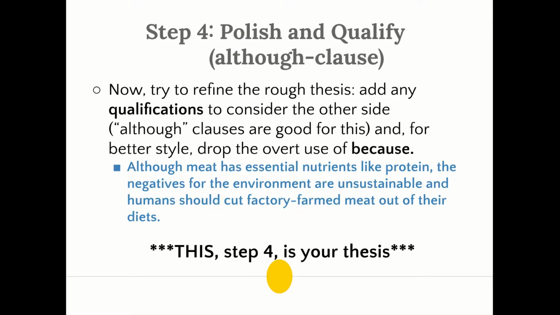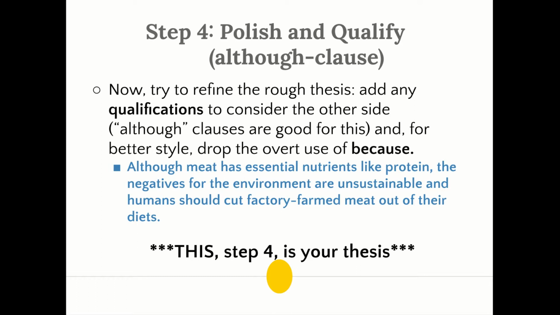Step 4, getting a little trickier because we need to polish and qualify. It's our although clause. So to refine the rough thesis, you need to add any qualifications to consider the other side. So it's like acknowledging that another belief exists, and although clauses are good for this. And then for better style, you should drop the overt use of because. So you still have your rationale present, but it's not so blatantly stated. So you're kind of improving your voice and style.